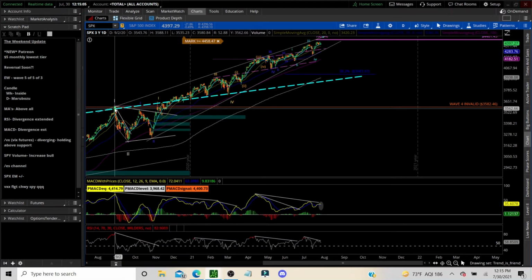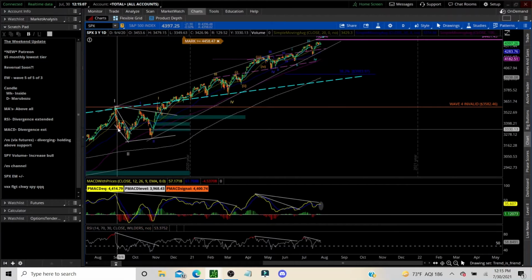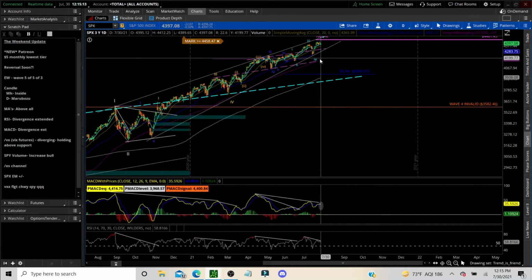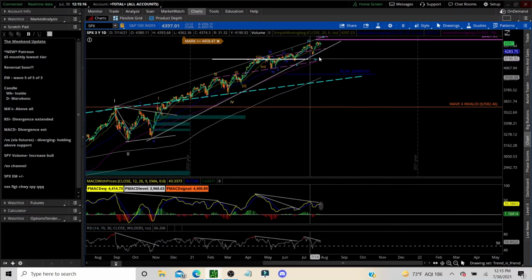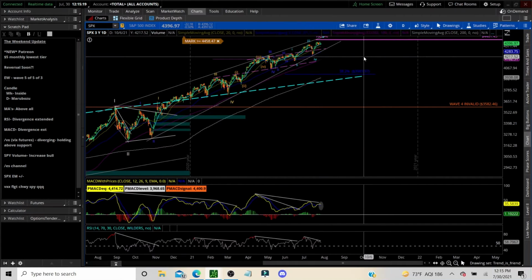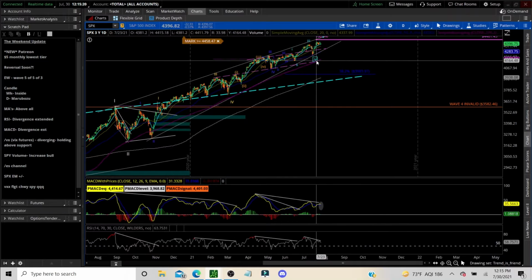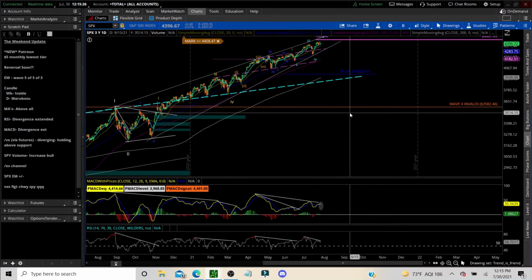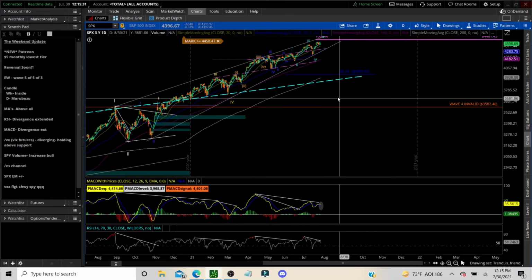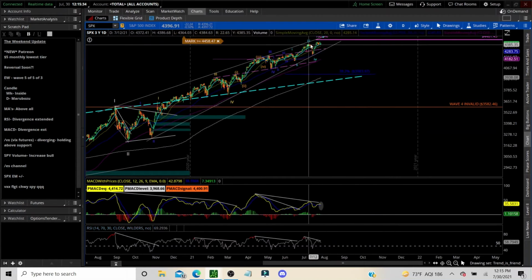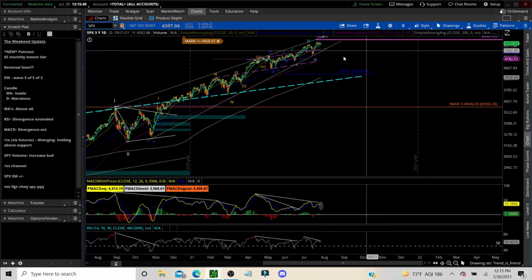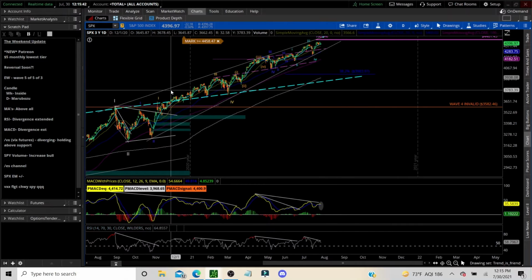Rule of alternation says that if wave two gives us a nice zigzag, that's a real deep correction. In this case, we'll probably get some sort of flat or triangle or sideways formation, a complex consolidation where we move a little more sideways rather than a deep retracement. So I don't see us going all the way down to wave one and invalidating it, if we are correct. But we may see maybe a 382 pullback, but not in a zigzag formation. We'll have to see. We'll have to watch price action.